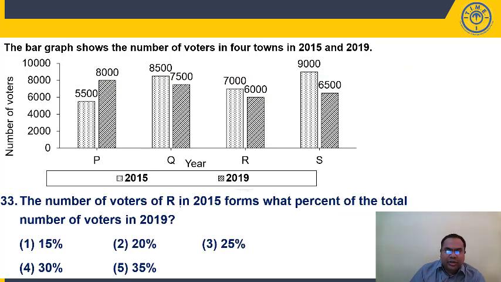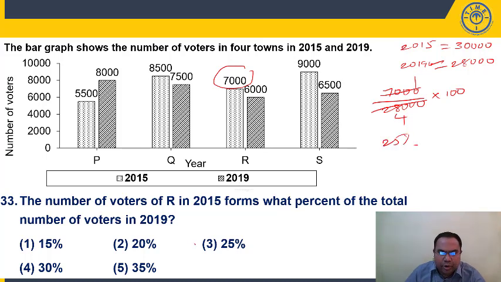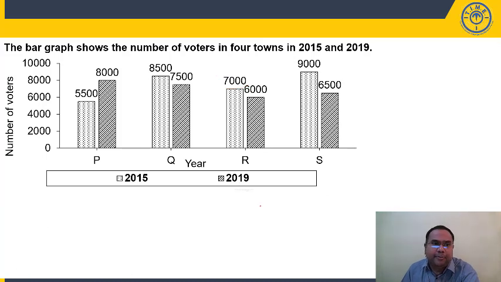Question number 33. The number of voters of R in 2015, that is 7,000, forms what percentage of total voters in 2019? We have already calculated this. For 2015, 300 with the two zeros removed, so 30,000 is the total voters. For 2019, the total voters are 280 into 00, that is 28,000. R is what percentage of 2019? 7,000 by 28,000 into 100. Simple calculation. This is exactly 1 by 4, which is 25%. 25% is present in the third option.